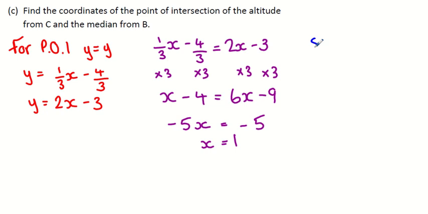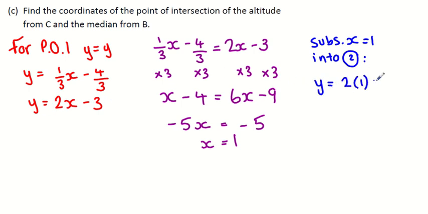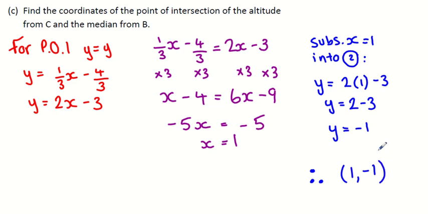And then substitute your x equals 1 into one of the equations, probably the easier one, without any fractions. So y is equal to 2 times 1 minus 3. So -1. So therefore the point of intersection would be 1, -1.